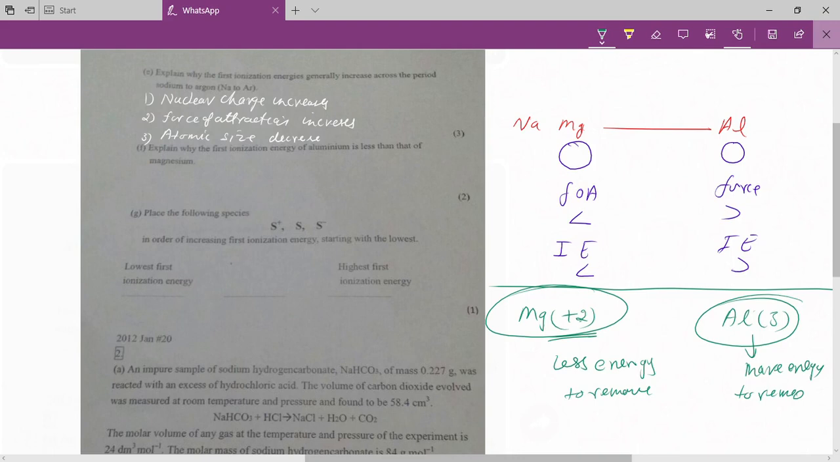Aluminium has more electrons in the outermost shell than magnesium. That's why it requires more energy to remove electrons with respect to magnesium. That's your answer: the ionization energy of aluminium is greater than that of magnesium.